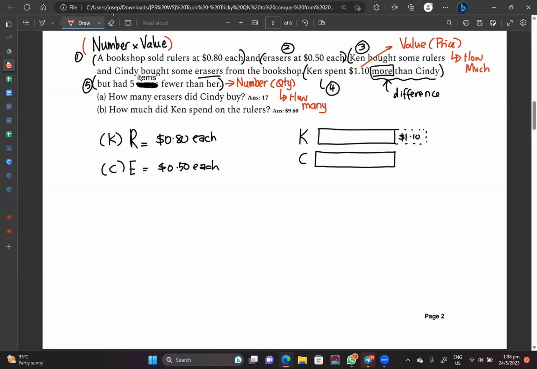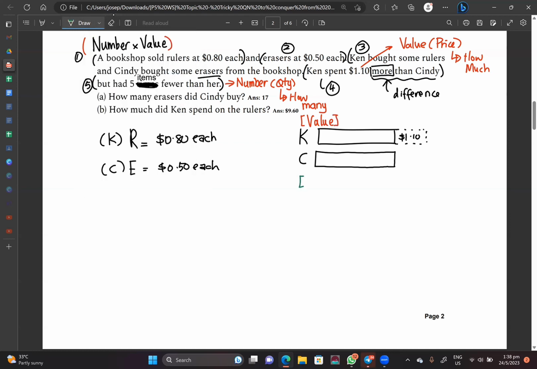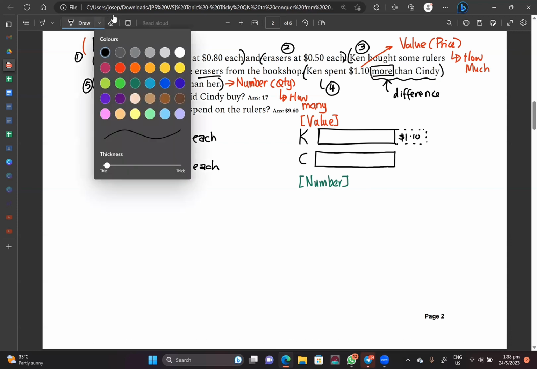Once you know that it is a number x value, I just want you to think about the number x value methods or steps that you need to take. What I want to do first is this. Since I know that this is value, I'm just going to put value over here first. And as for the number, I'm going to show it over here. The x over here means to multiply, so we are going to multiply number times the value.